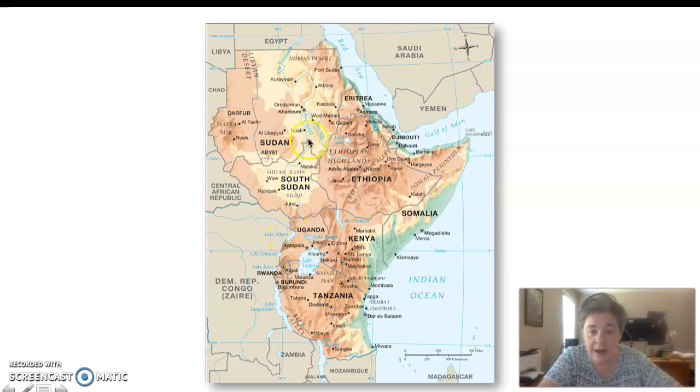Now, the Nile, the Blue Nile, goes off this way. Here's the Nile River right through here, going up into Egypt. Here's the Blue Nile going off on the east side. And the White Nile comes all the way down through here, all the way to Lake Victoria.